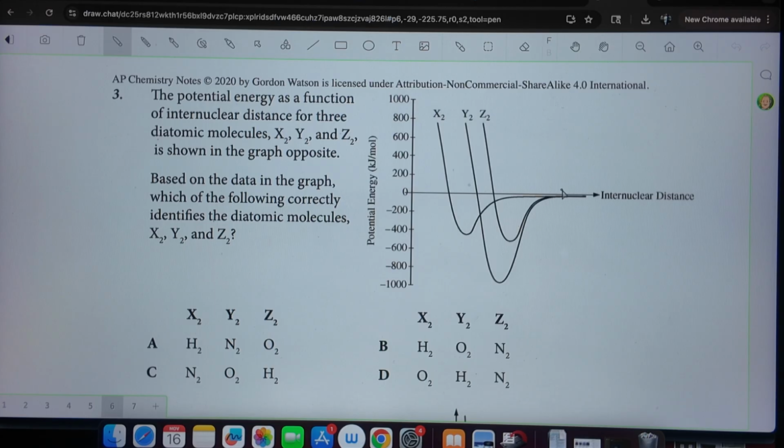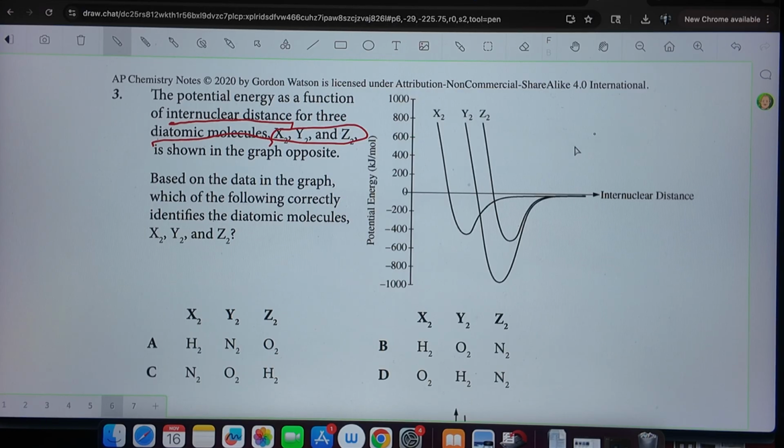So this graph shows 3 different diatomic molecules. Let's read the question. The potential energy as a function of internuclear distance, right? That just means bond length. Internuclear means between the nuclei. Distance for 3 diatomic molecules.